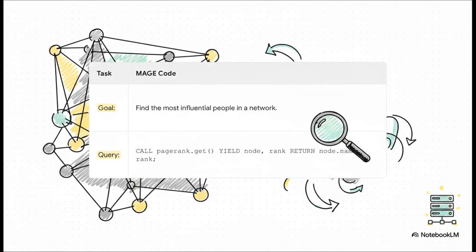Let's take PageRank, you know, the famous algorithm that literally helped build Google. With Memgraph, you can run it on your own data with a single line of code. Just like that, it calculates the influence of every single node, finding not just the people with the most friends, but the people who are connected to other influential people. The insight you get is instant, saving you weeks of coding.